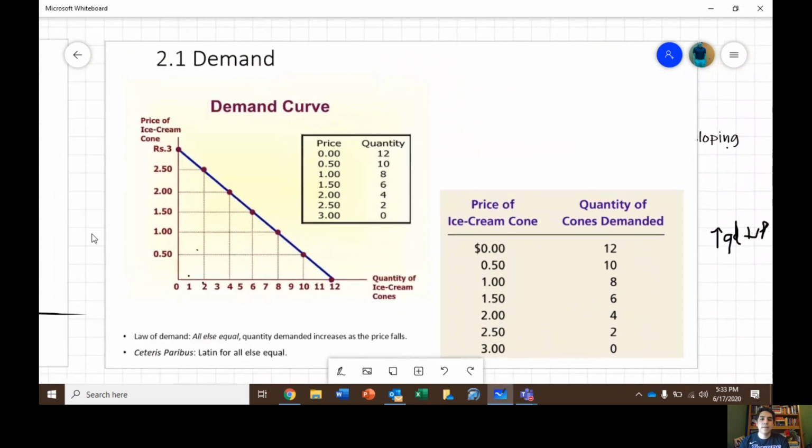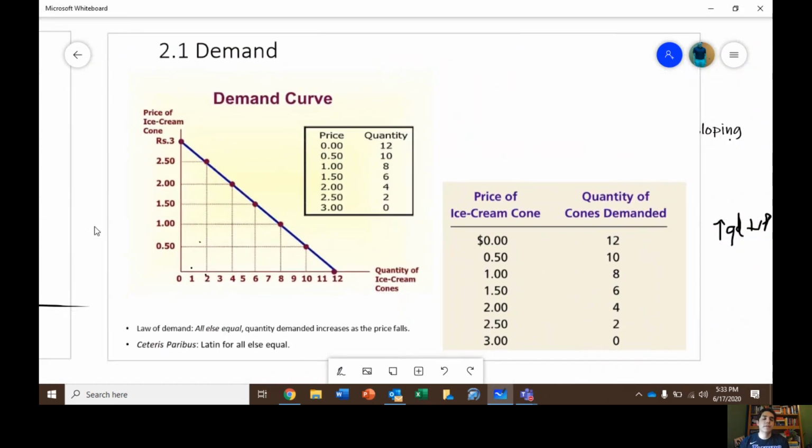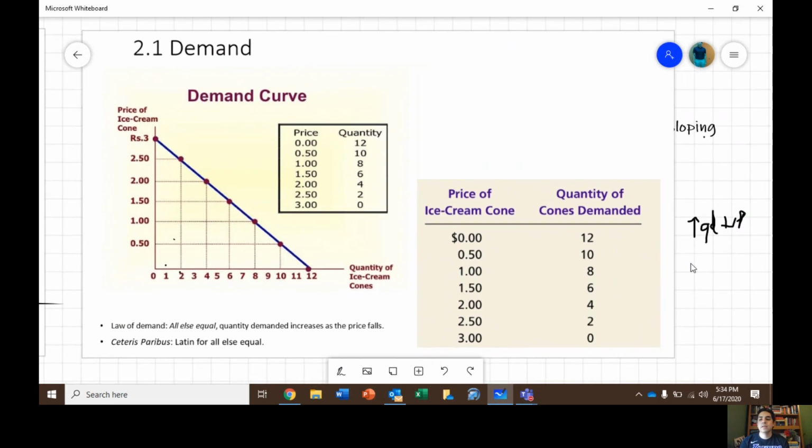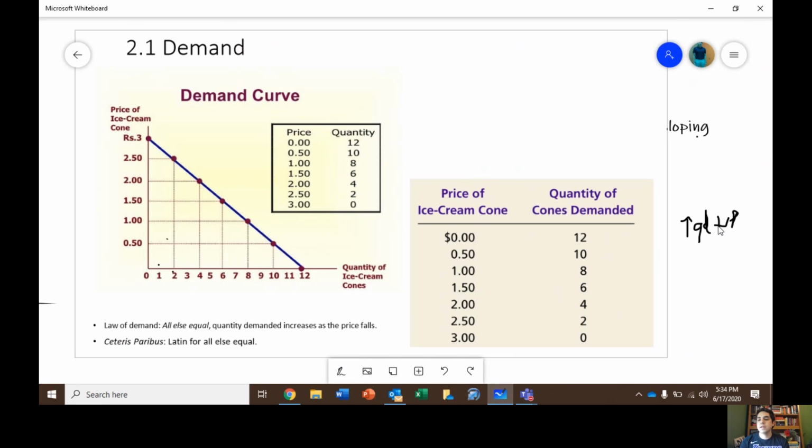So demand. We talked about demand. The law of demand is pretty intuitive. So law of demand right here, all else equal, ceteris paribus, quantity demanded increases as the price falls. And we talked about that. So increases quantity demand as the price falls. That's my little notation that I made earlier. That's pretty intuitive to a lot of us. A lot of us are like, yeah, of course, I'm individually going to buy something if it's cheaper.